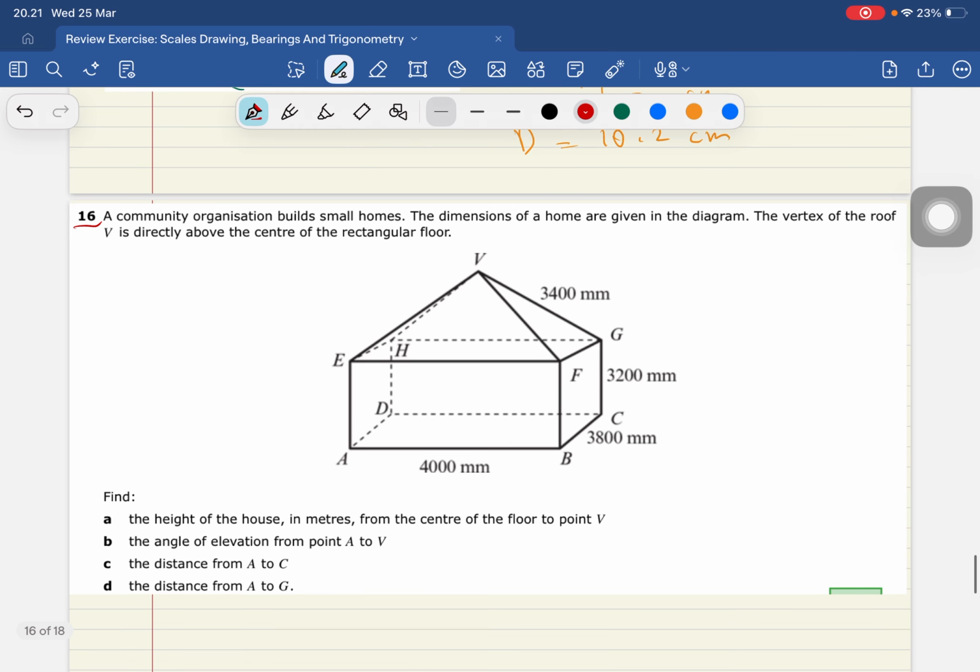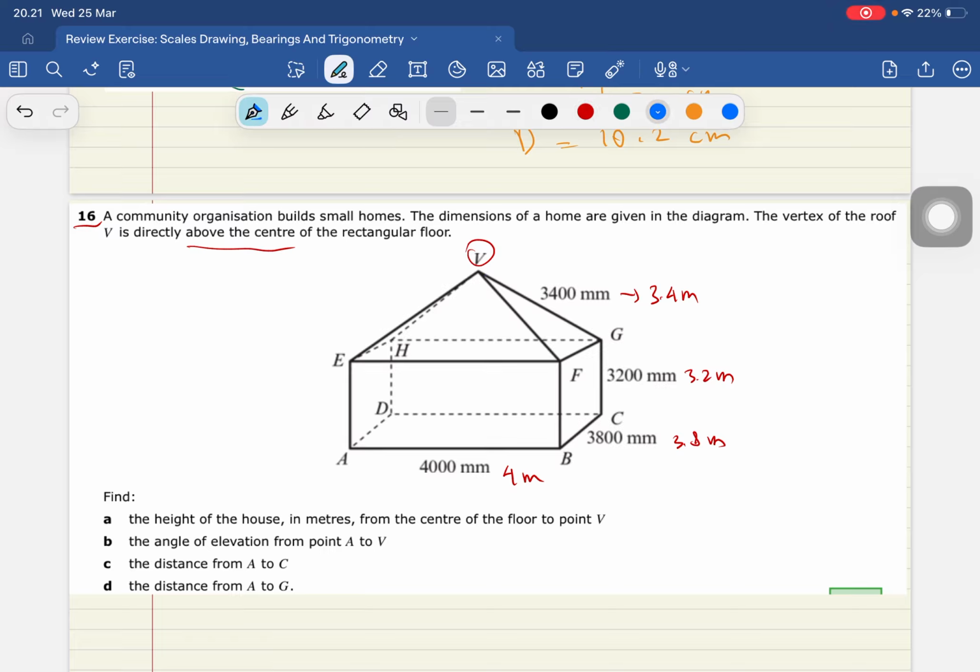Organize, build small home. The dimensions of the home are given in the diagram. The vertex of the floor is V. Okay, the vertex above the center, so this is right in the middle. So we need to find the height of the house in meters. Let us change it all into meters. So it's 3.4 meters, 3.2 meters, 3.8 meters, and here is 4 meters.